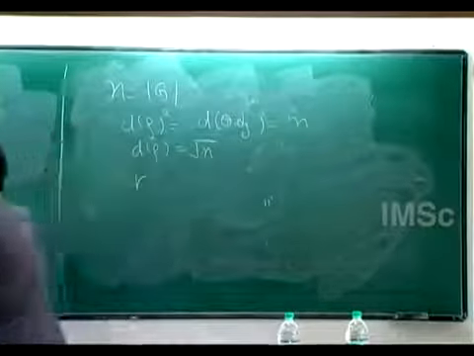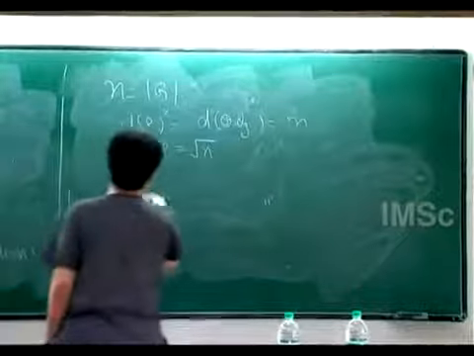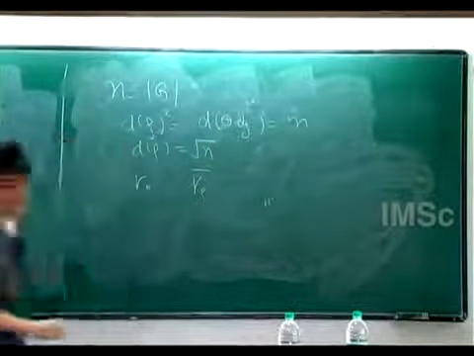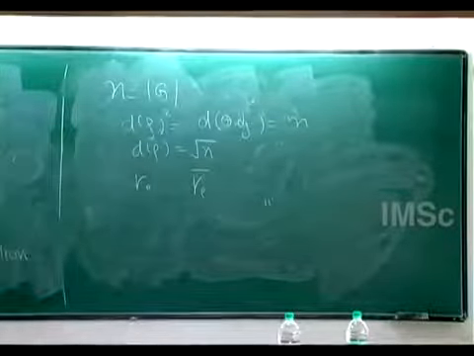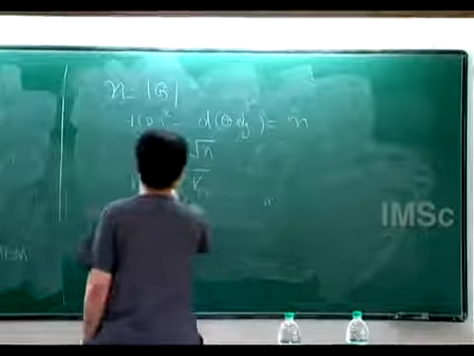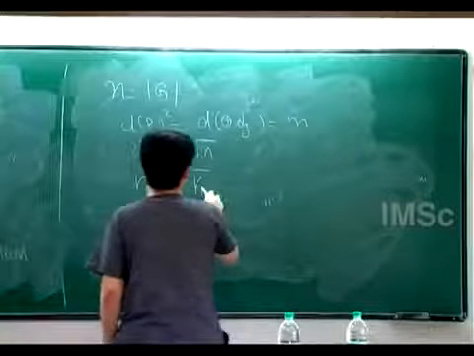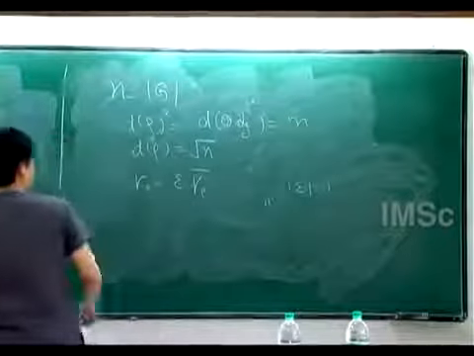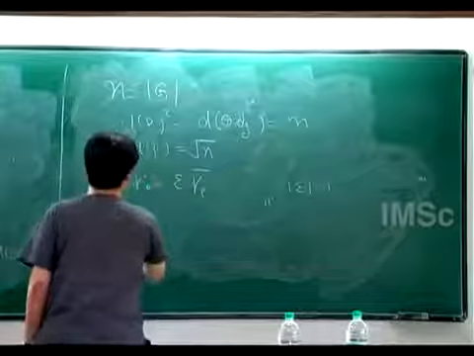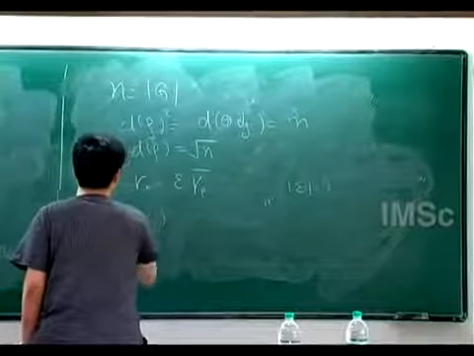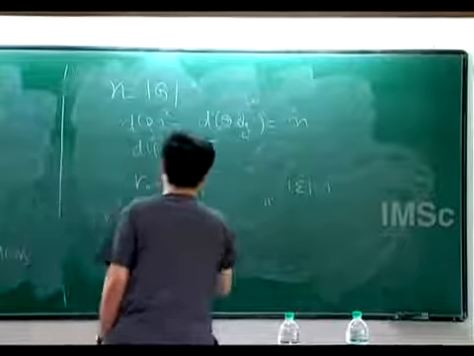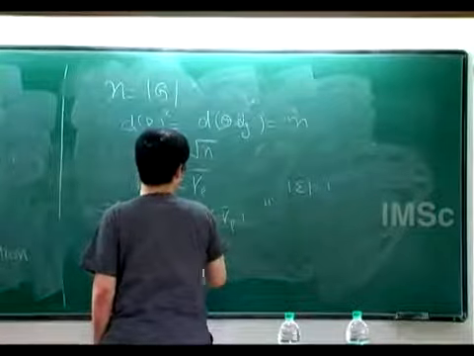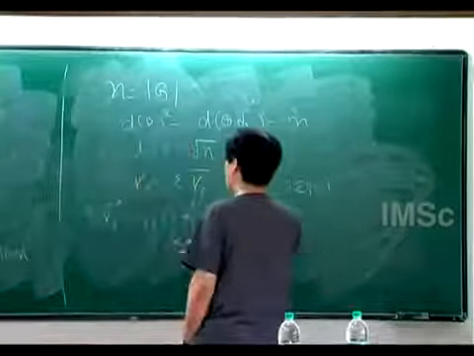Now, this condition means that R rho and R rho bar are proportional. Not necessarily the same, but up to a phase they are the same. So this is, say, epsilon times R rho bar. But we have the two relations here.